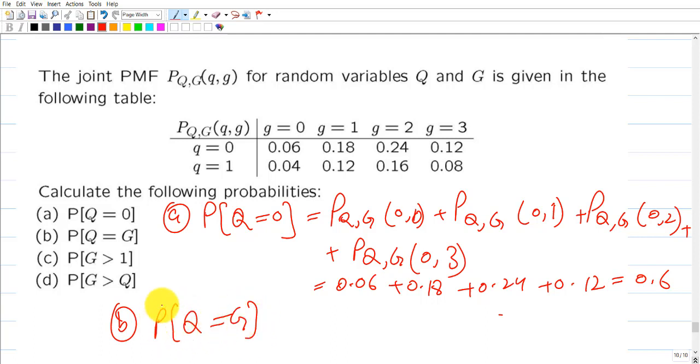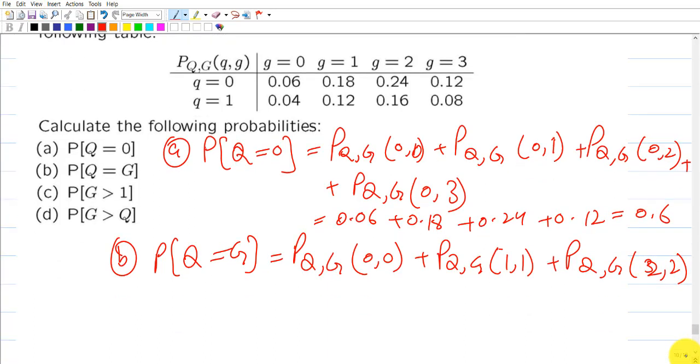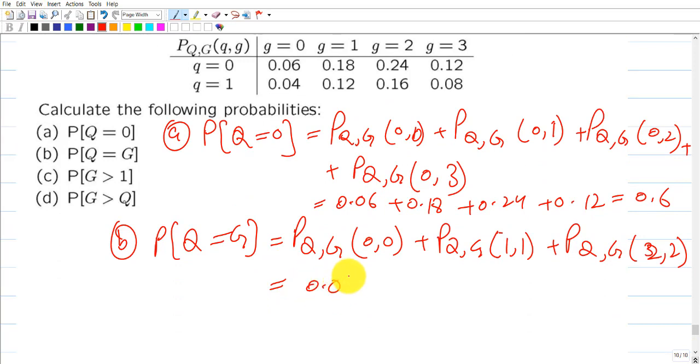Similarly, for the B part, it says the probability of Q is equal to G. So all those outcomes for which Q is equal to G. So that will be P Q G 0, 0 plus P Q G 1, 1 plus probability Q, G, 2, 2. Writing these values from the table, 0, 0 is 0.06 plus 1, 1 is 0.12. Sorry, there is a mistake. Q is only defined for 0 and 1, so obviously the 2, 2 value will not be here. That would be simply the sum of these two values, 0.18.